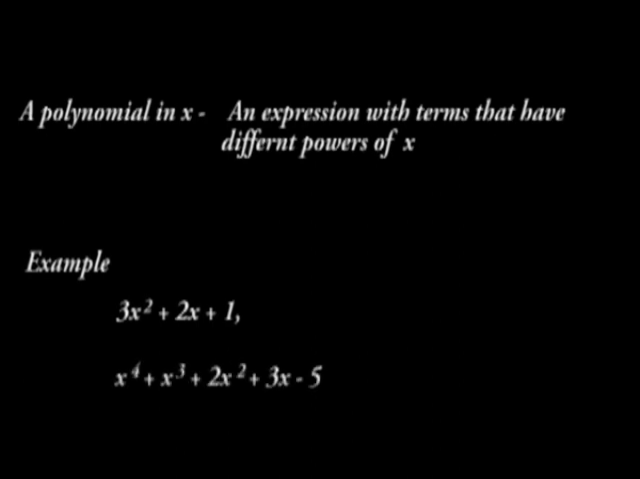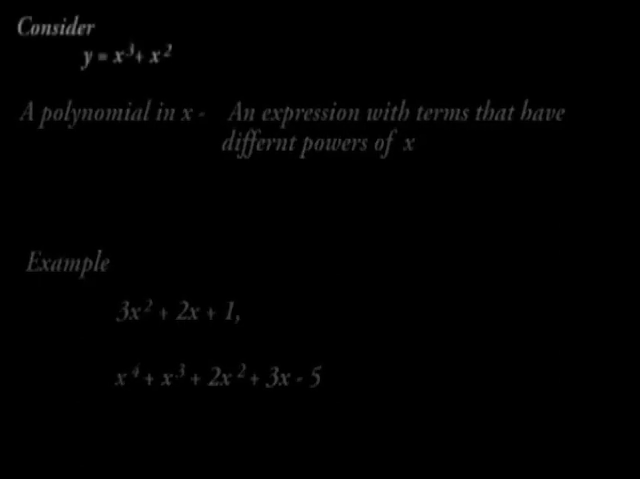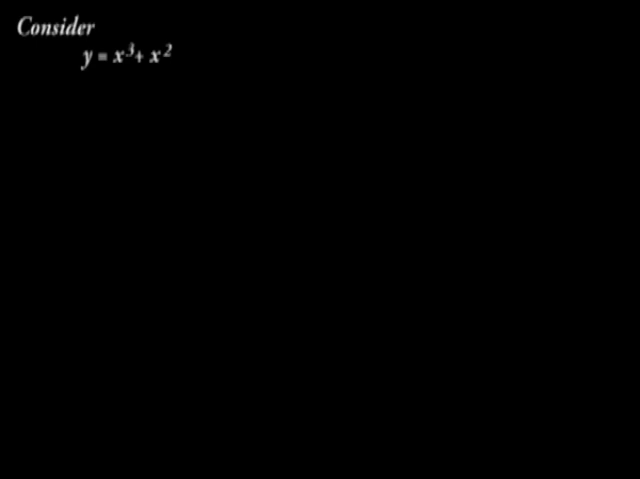Derivative of a polynomial. A polynomial in x is an expression with terms that have different powers of x. For example, 3x squared plus 2x plus 1, and x to the power 4 plus x cubed plus 2x squared plus 3x minus 5, and so forth.